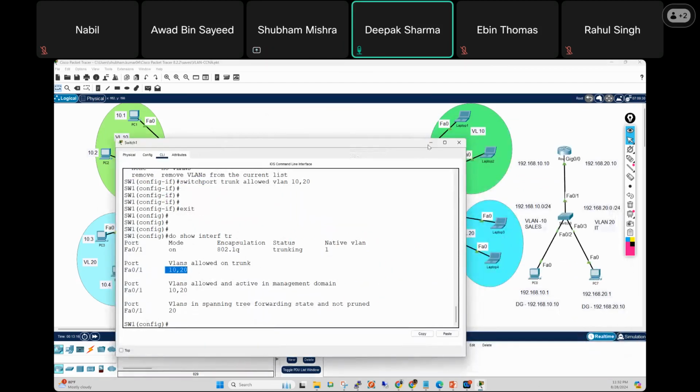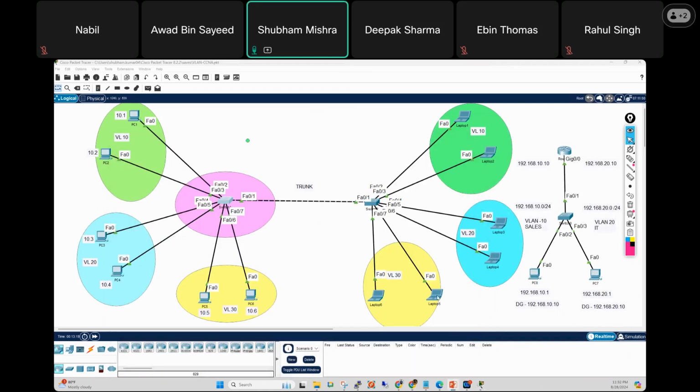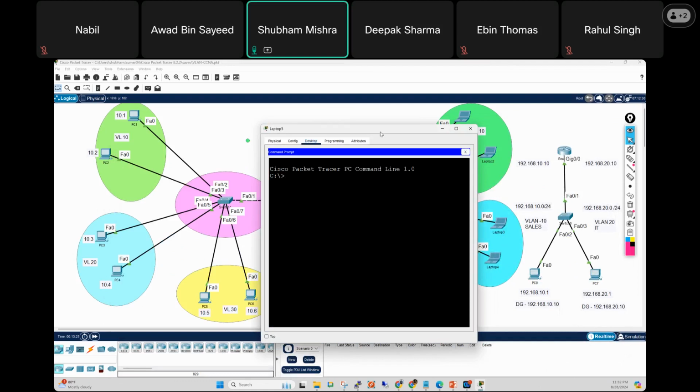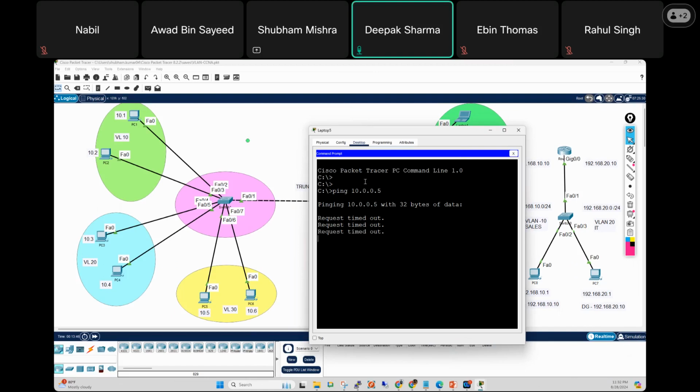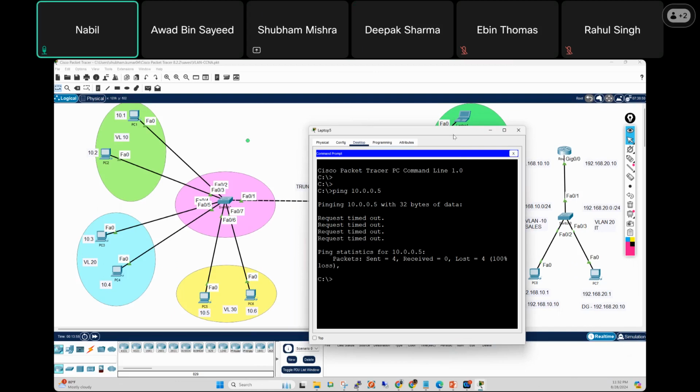On switch number 1, it is not allowed. For example, here I am writing, let's suppose, ping 10.0.0.5. What will happen? It will drop the packet. Why are you not able to communicate? Any reason? Because it's not allowed to be forwarded. Okay, very good.